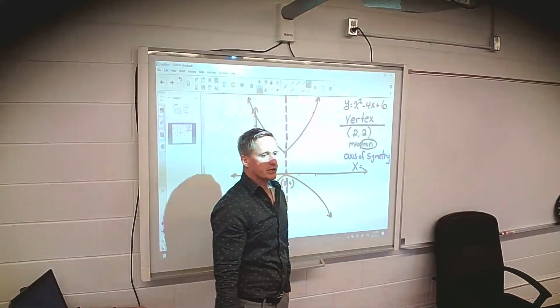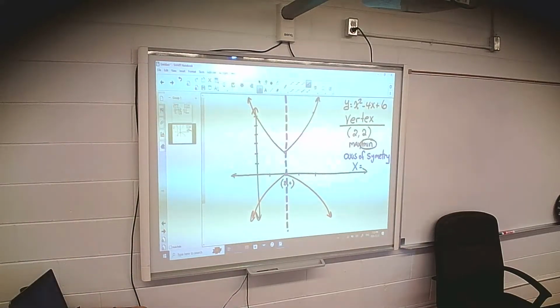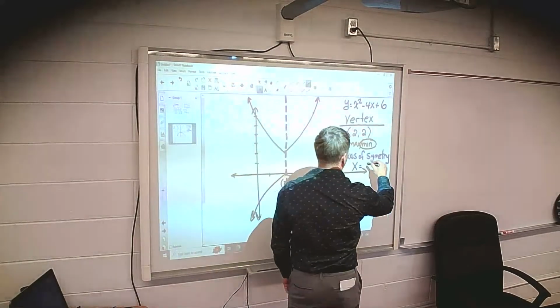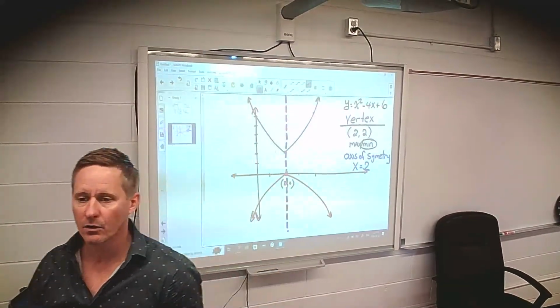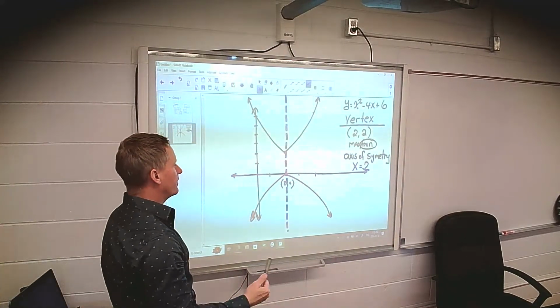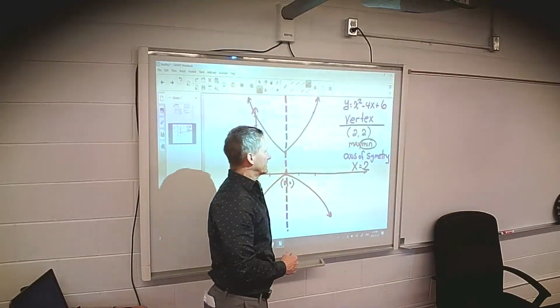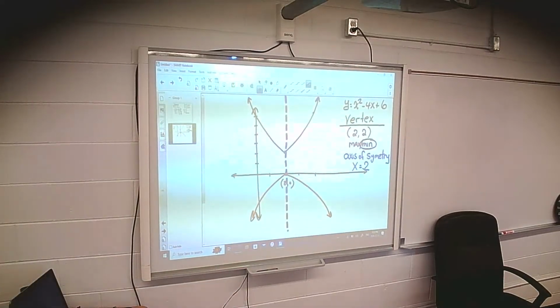I want the equation of the line that divides it into 2 equal parts. It is x equals 2. It will always be x equals the x value of the vertex. I'll get to that in a second, a little bit more. Okay? So there you have the axis of symmetry, the vertex.